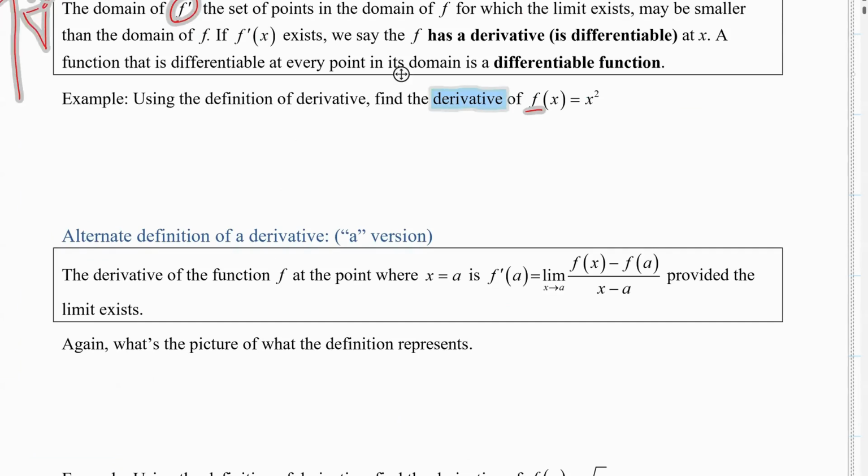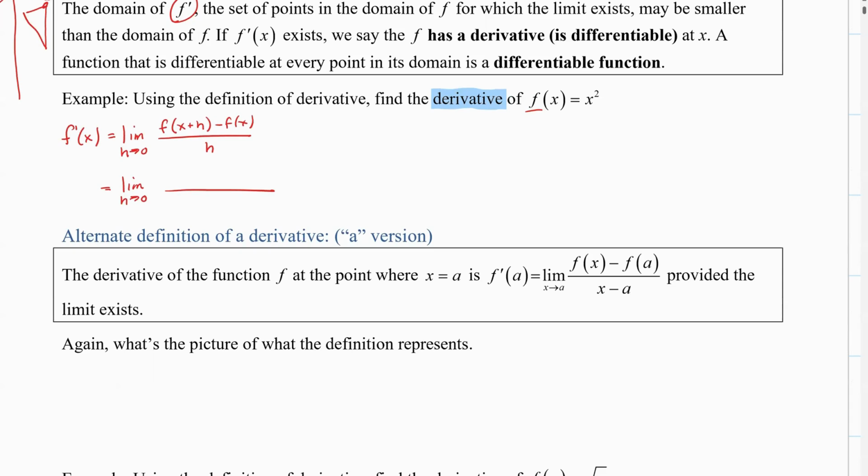So we said that, again, f prime is equal to the limit as h approaches 0. Okay, I'll write down the definition one more time. f of x plus h minus f of x all over h. Now, what is f of x? We said that that was x squared. But what is f of x plus h?